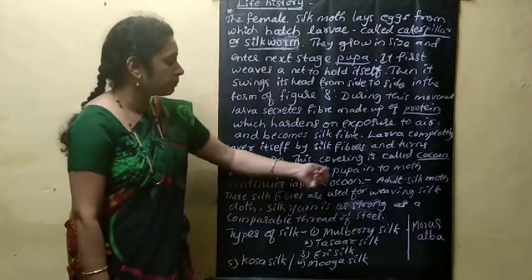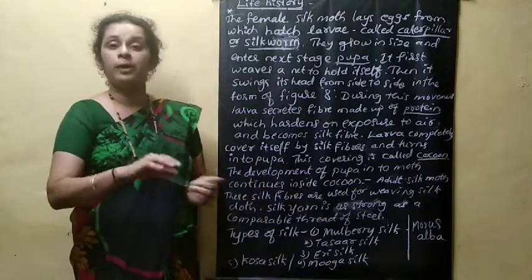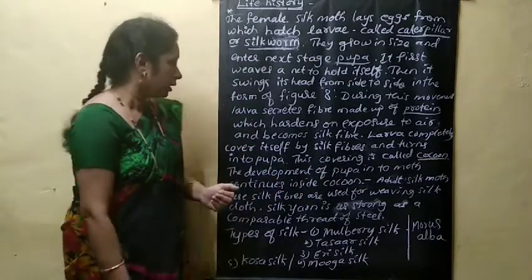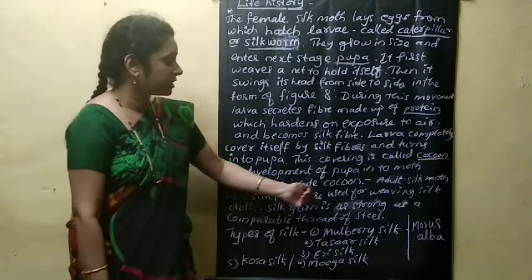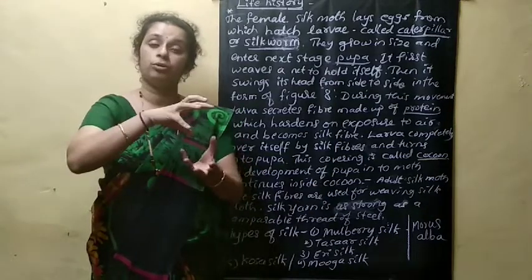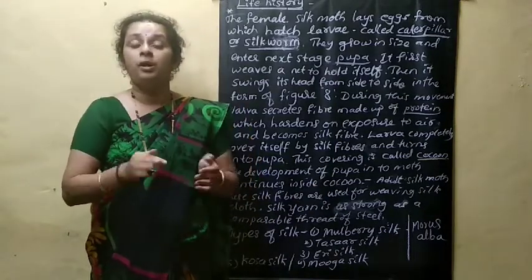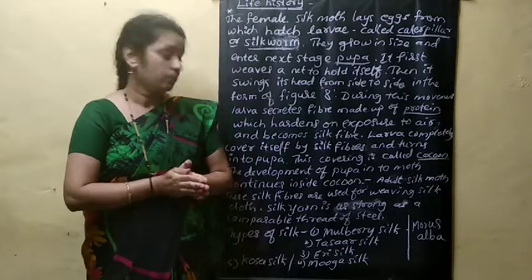The development of pupa into moth: that pupa will develop into an adult moth. That continues inside the cocoon. Inside that cocoon only, the pupa will develop into what? Moth.